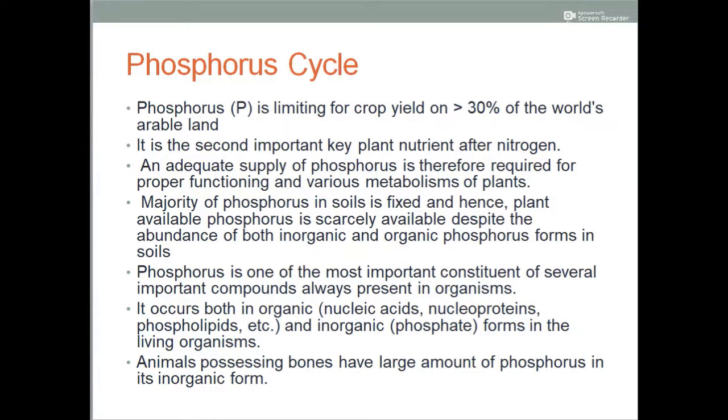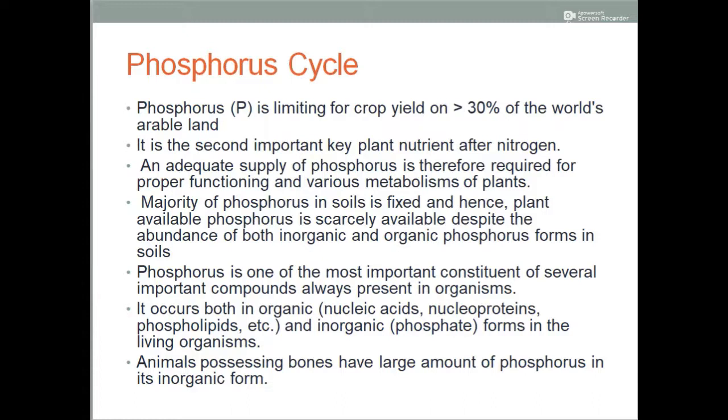When we look into the phosphorus cycle, we can see phosphorus is an element which has been found limiting for the crop yield in almost greater than 30% of the world's arable land. And it is the second most important key element after nitrogen. If an adequate supply of phosphorus is not provided, the proper functioning as well as the various metabolisms of the plants will be hindered.